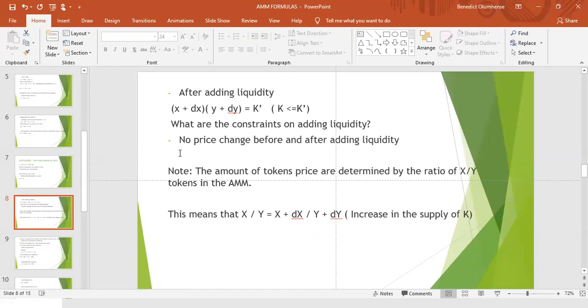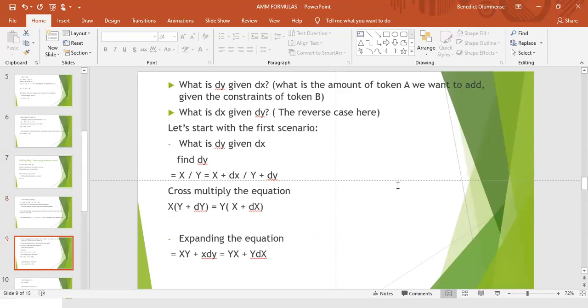But we must always understand that the token price is determined by the x to y ratio of the tokens in the AMM, for instance the ratio of token A to token B in the AMM. So this means that x divided by y equals x plus dx divided by y plus dy, to signify an increase in the supply of the tokens in the contract, which is k.